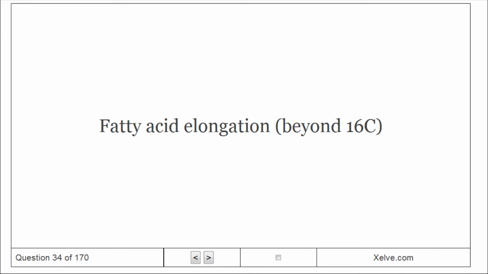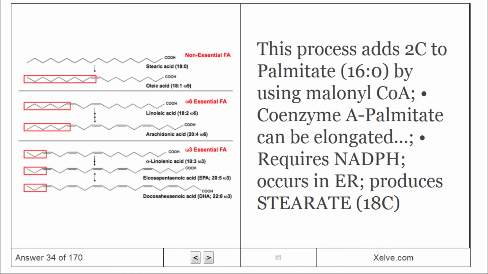Fatty acid elongation. This process adds 2C to palmitate by using malonyl-CoA. Coenzyme A palmitate can be elongated, requires NADPH, occurs in the ER, produces stearate.